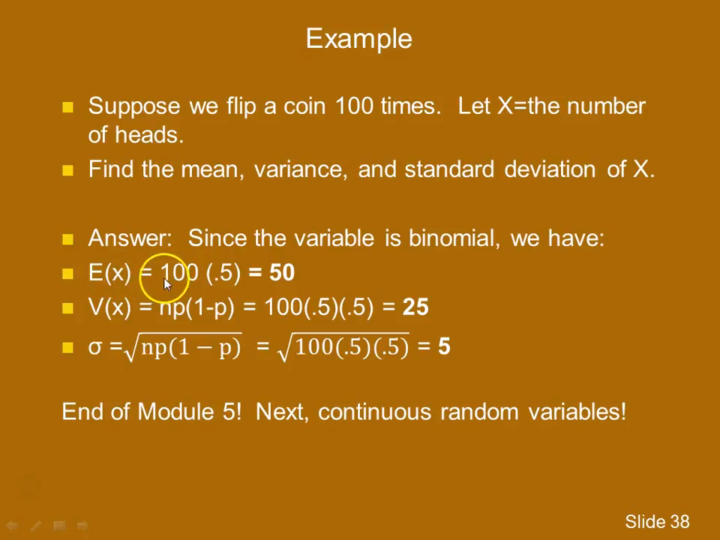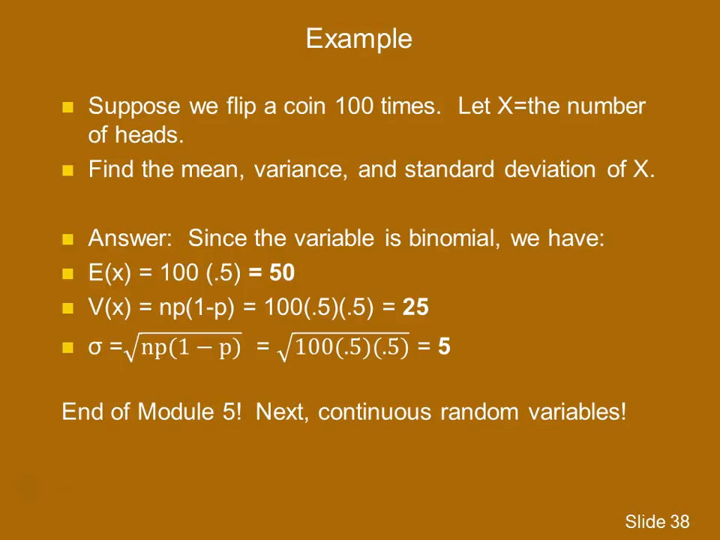E of x, 100 times a half, or 50, as we said before. V of x would be 100 times a half times a half, or 25. And the standard deviation, take the square root of 25, and you'll get 5. And that's all you need to do to find the mean, variance, and standard deviation of a binomial.